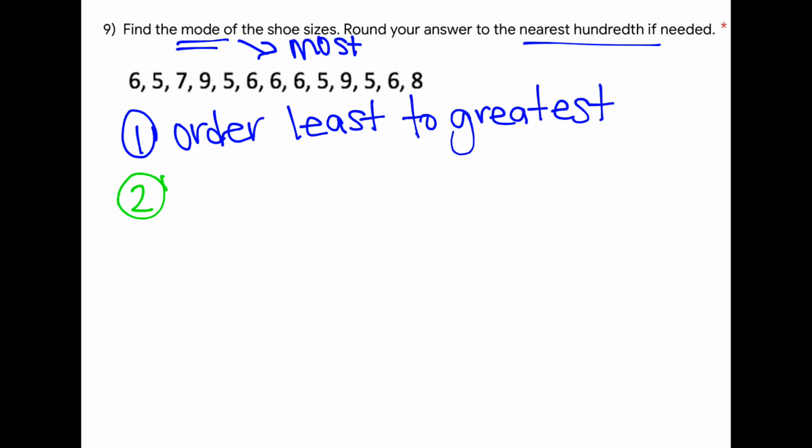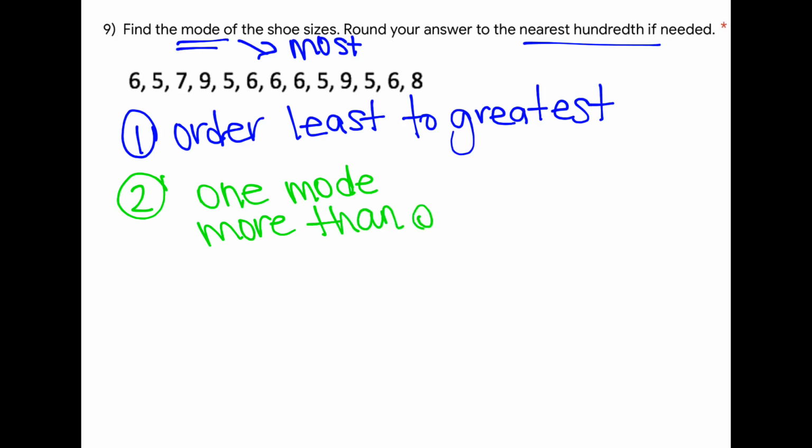We can have one mode, we can have more than one mode, or we can have no mode. I can tell you that in this scenario, there is going to be a mode. You have to figure out if just one of these are the mode or if there's more than one mode. I can also tell you, you're not going to have to round for the mode.